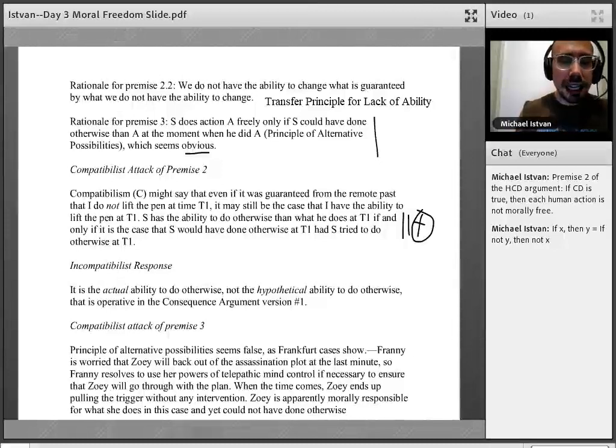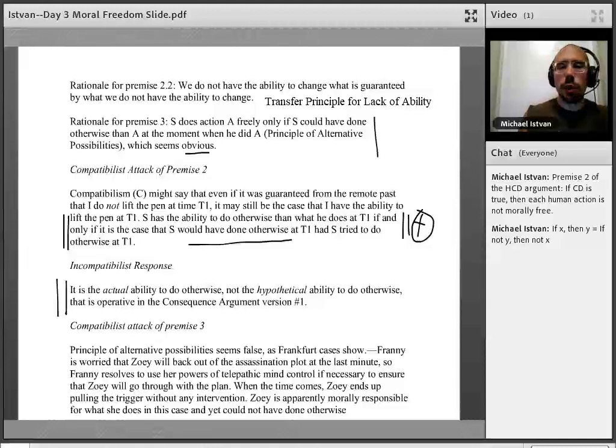So the incompatibilist is directly responding to this principle right here, this watered down account, we might say, of the ability to do otherwise. Look at it this way, in alignment with how I put it on the slide. If CD is true and all of S's actions are guaranteed by the remote past, such that it has been guaranteed that S does not try to do otherwise than what he does, then S does not have the actual, the factual ability to do otherwise.